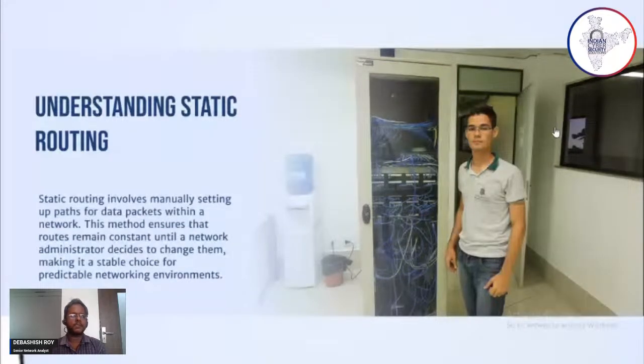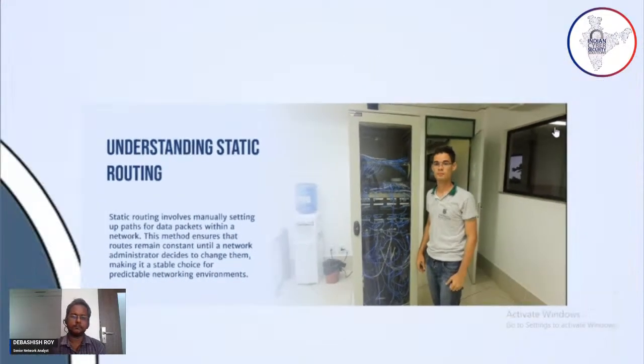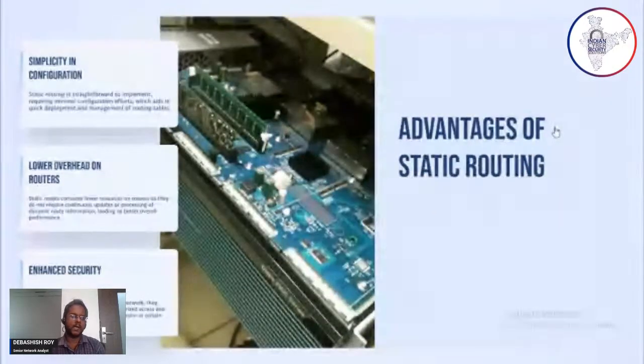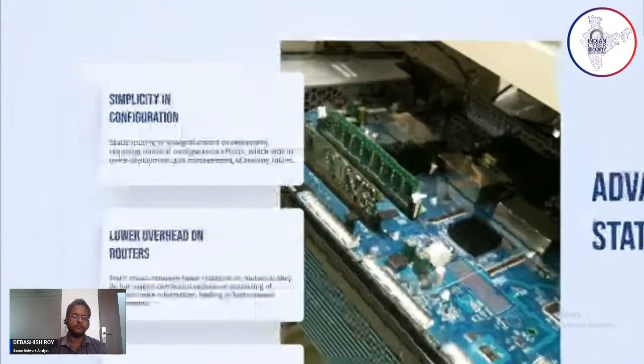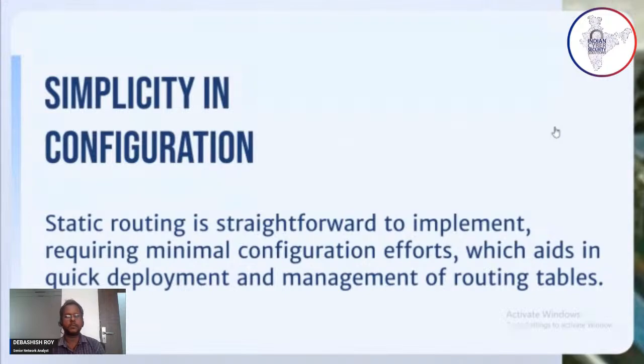So if you have a small network, say 10, 12 PCs, then you have 10, 12 destinations, and you can go for this. But if there are too many destination networks, say all over the world, it is definitely a challenging process for you. Then what are the advantages of static routing? Its simplicity in configuration. It is a very straightforward approach to configure and implement static routing, and it requires minimum configuration effort, which helps quick deployment and management of the routing tables of the routers.